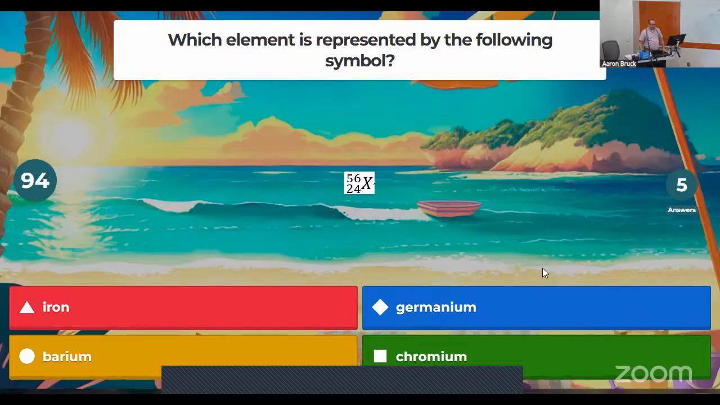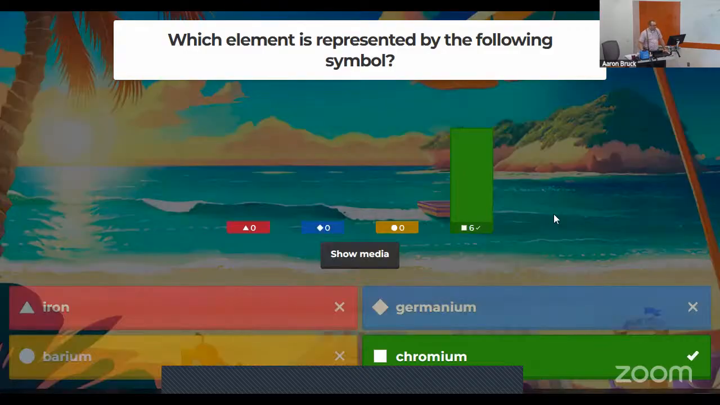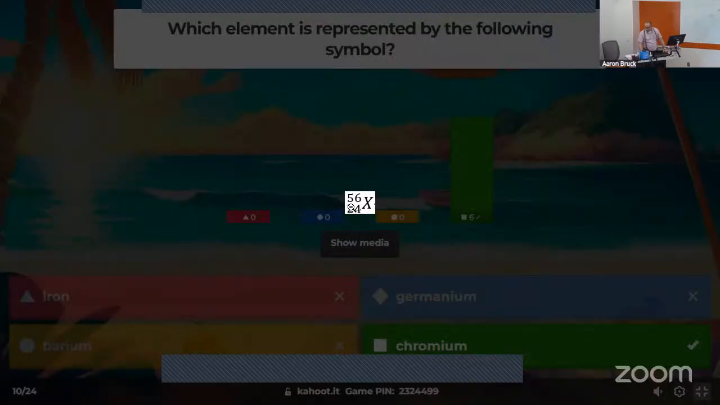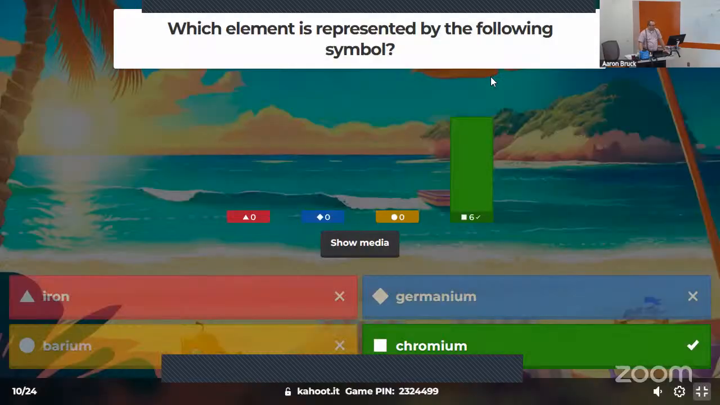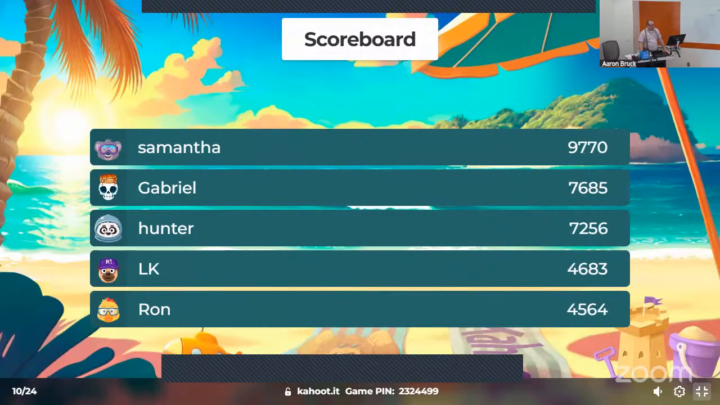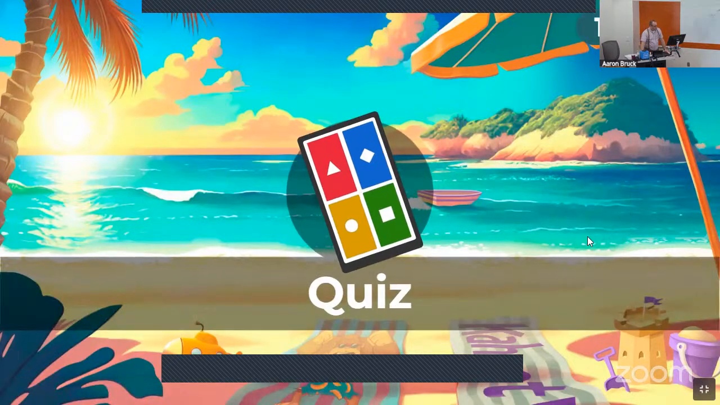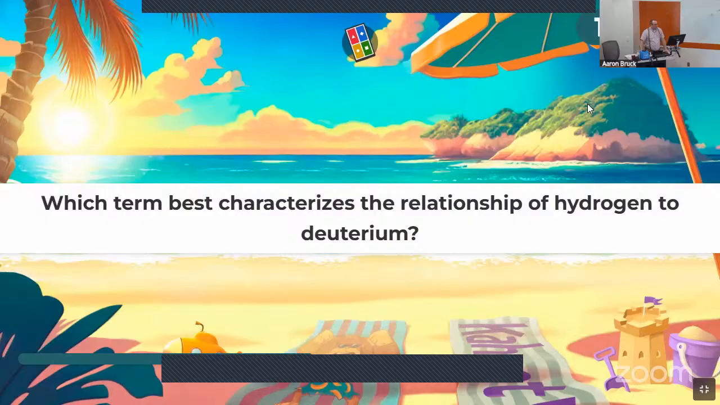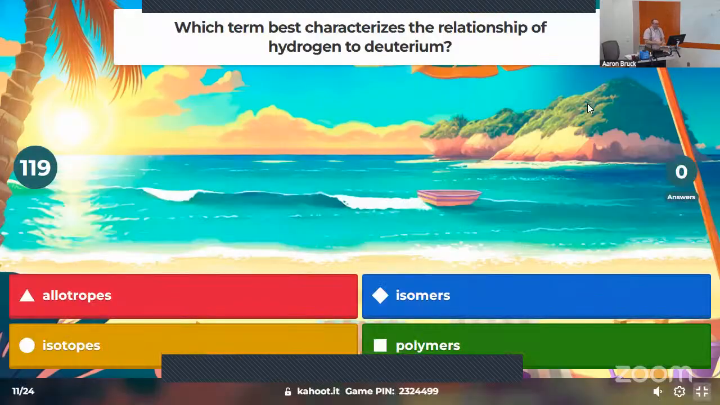Yeah. This one should have been simple, and it was. The key here was the atomic number 24. You go to the periodic table, 24 is Cr. Cr is chromium. You all had that one. Okay. What best describes the relationship between hydrogen and deuterium?